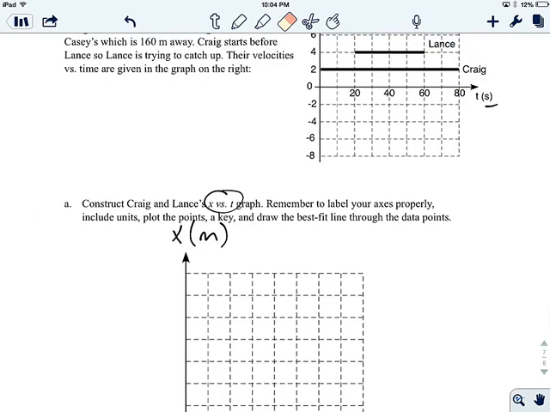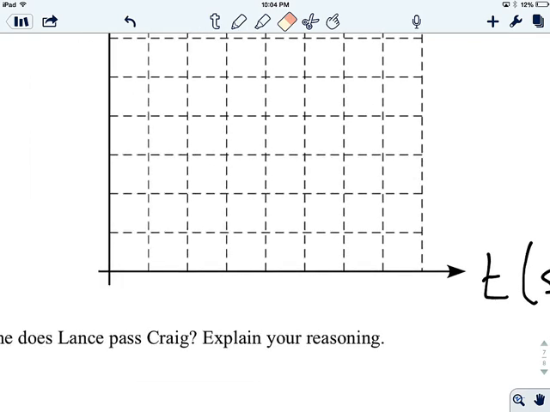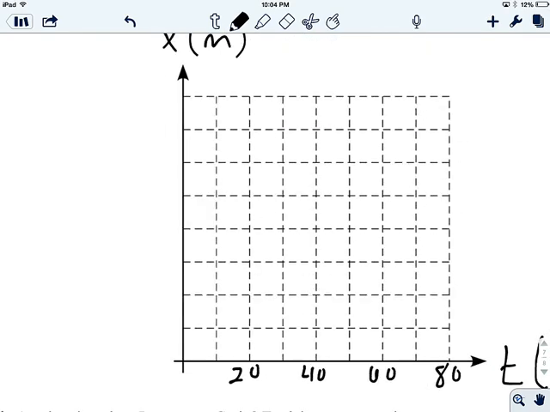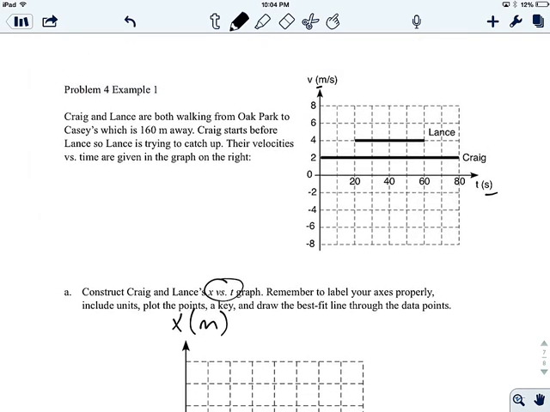So remember, we always just make our time exactly the same. So they counted by 20s every 2 lines. So we're going to go 20, 40, 60, 80. Now we got to figure out what kind of position we want. Now, to me, the telling sign is that it's 160 meters away. Don't get hung up on this 2 and this 4. That's not important yet. That's only going to be important for the slope.